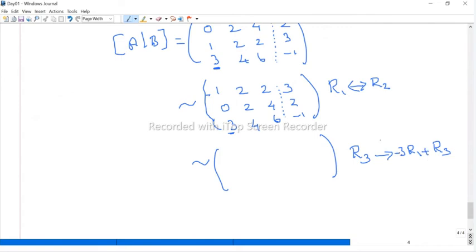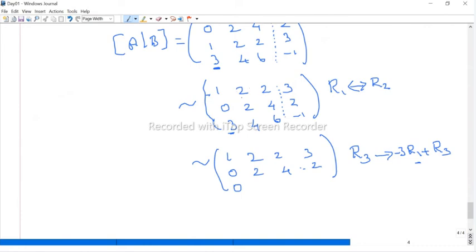Look, the first entry of R1 is 1. You have to multiply by minus 3, and therefore keep the first row 1, 2, 2, 3, and the second row 0, 2, 4, 2. Now, if you multiply the first row by minus 3 and add to this one, you get 0. Otherwise, simply multiply 3 to the first equation and subtract from this, or multiply minus 3.